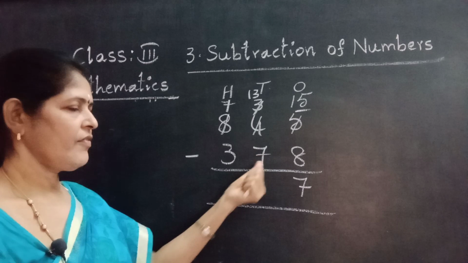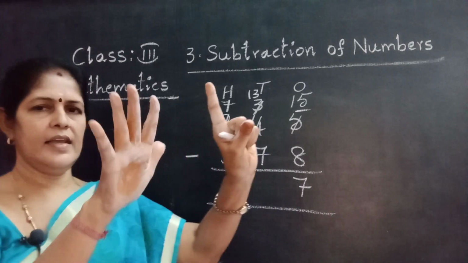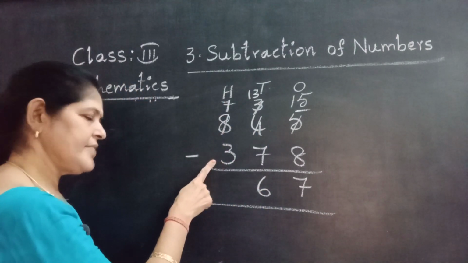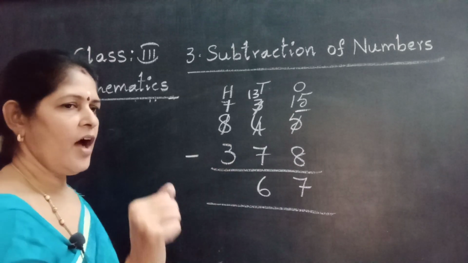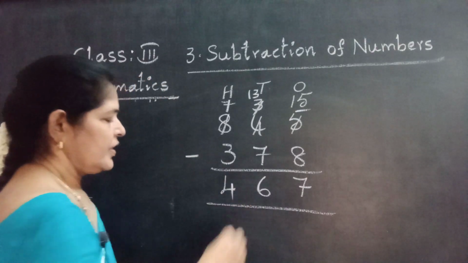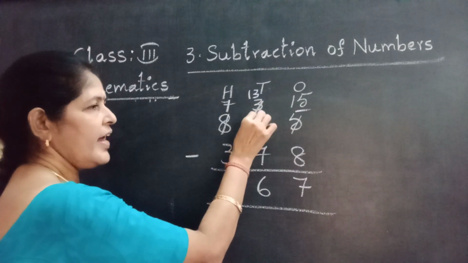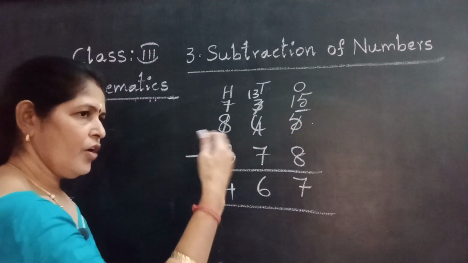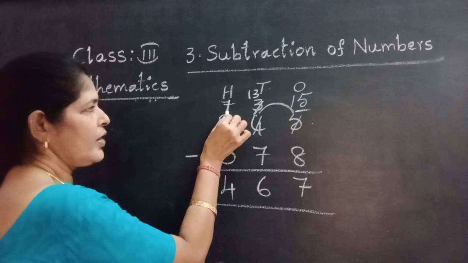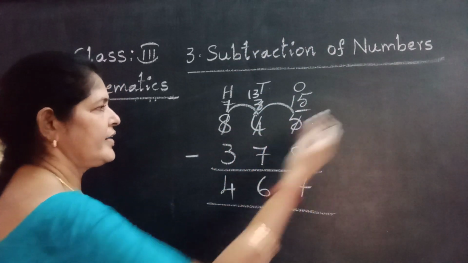Close fingers. 7 after 8, 9, 10, 11, 12, 13. 6. Now hundreds. 7 minus 3 is possible. Close fingers. 3 after 4, 5, 6, 7. 4. This is subtraction with regrouping from hundreds to tens, and tens to ones. The number moves from tens to ones, and the number moves from hundreds to tens, left to right.